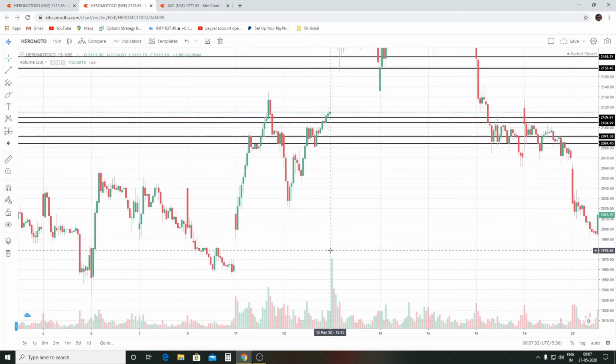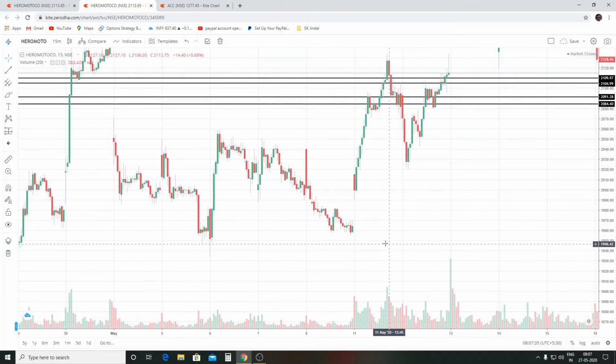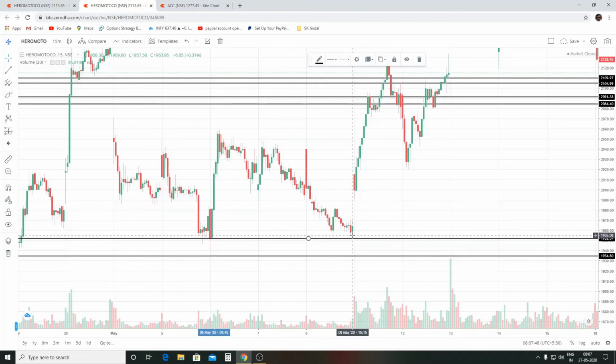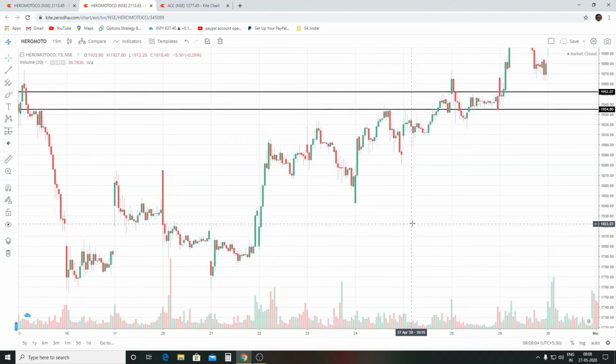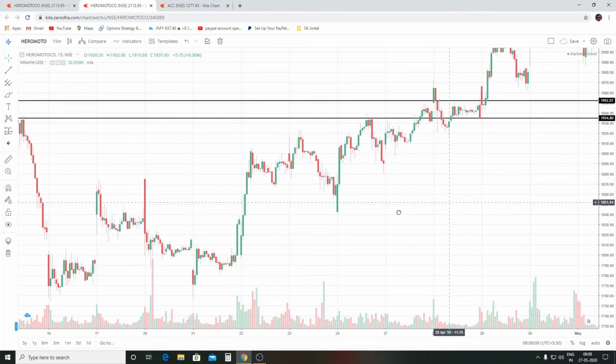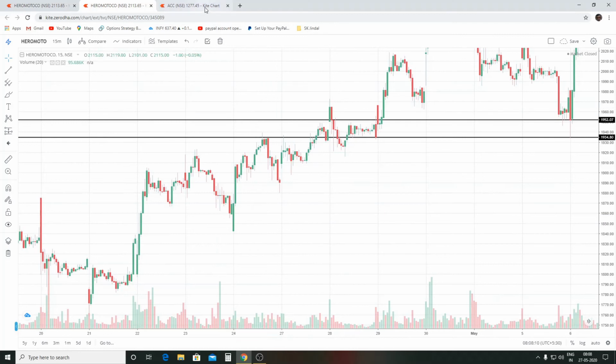On a similar basis, you can see how sharply it moved up from these levels. So this was your support zone, and next time when it came around these levels, you could see how strongly it bounced back up. So like this you can go on backtesting and drawing these lines. So let's take one more example.